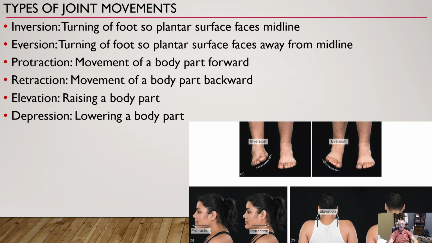Protraction, moving your body part forward, so sticking out your chin. Retraction, moving a body part backward, so like tucking in your chin or moving your chin closer to your spine. Elevation, raising a body part, so like raising your shoulders up. Depression, lowering a body part, pushing your shoulders down. Again, you have to know all of these definitions.